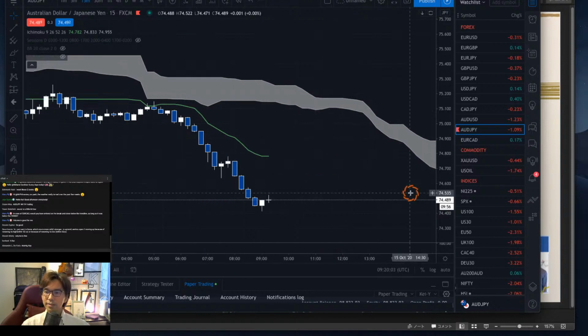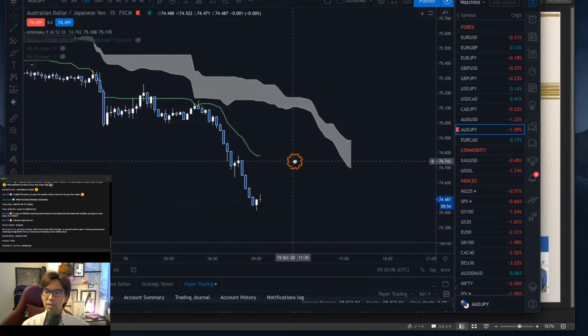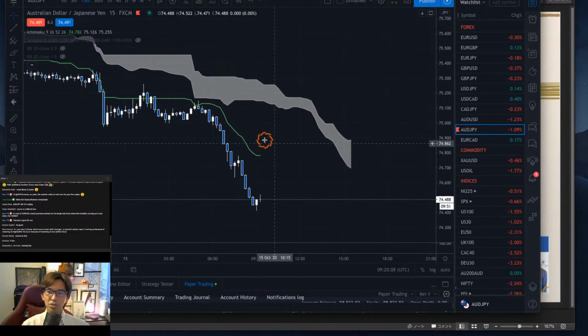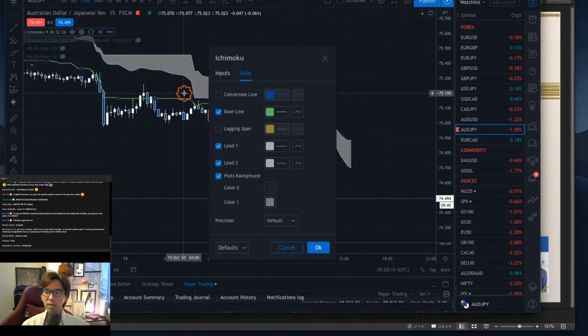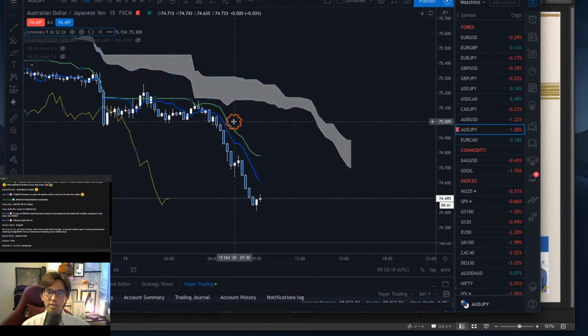In 15, you can see that Kumo is moving down, Kijun-sen is flat, but the price is below the Kijun-sen now. Let me show all the Ichimoku lines. And the price is currently below the Tenkan-sen too, and its Chikou span is below the candle. So this is a strong downtrend confirmation.